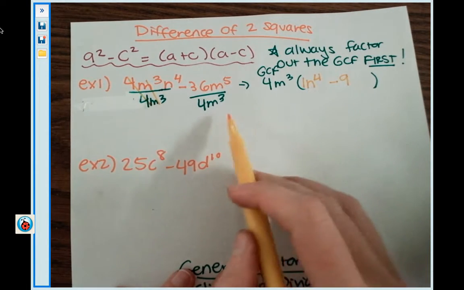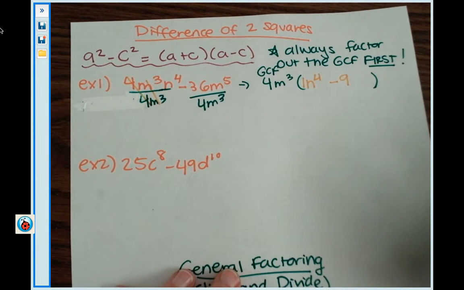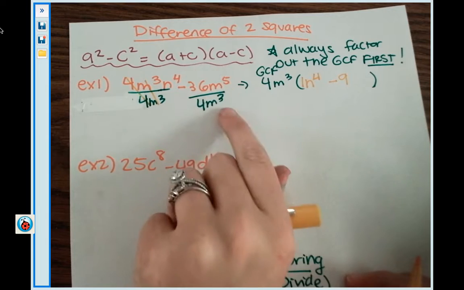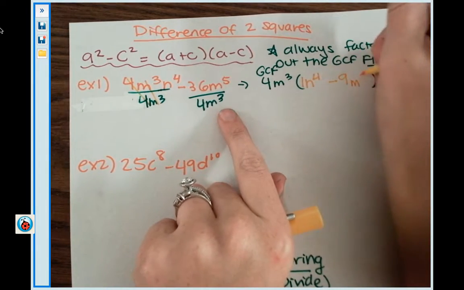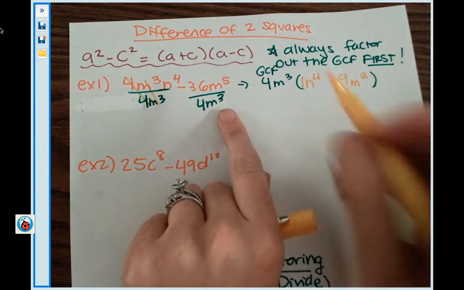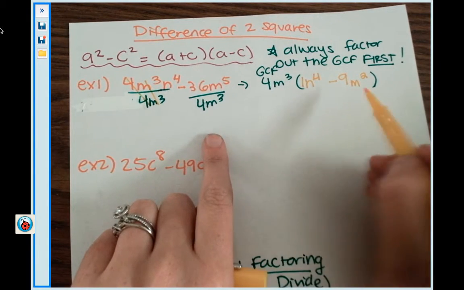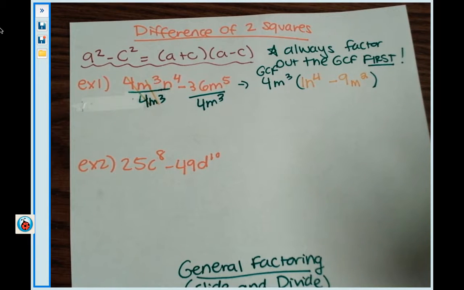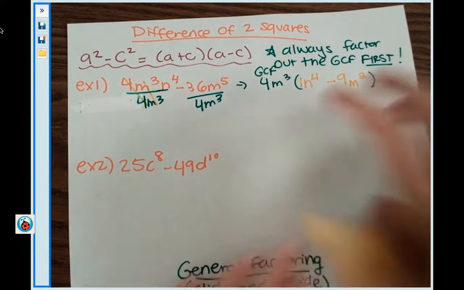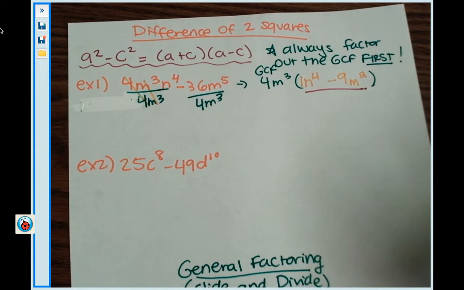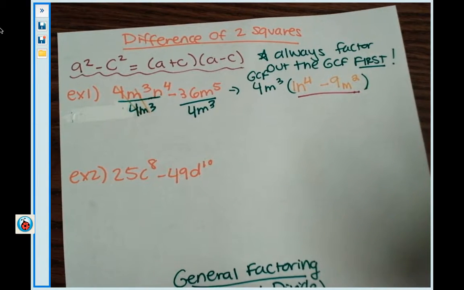Alright, and m to the fifth divided by m to the third. Now, whenever you divide two variables that contain exponents, you must subtract the exponents. So 5 minus 3 will give me m squared. Okay, so I factored out my GCF and I divided each term by the GCF, and this is what is left over. So using this piece now, I'm only going to be looking at this, you guys. Only this. And with the parenthesis, I am going to factor this using a difference of two squares.